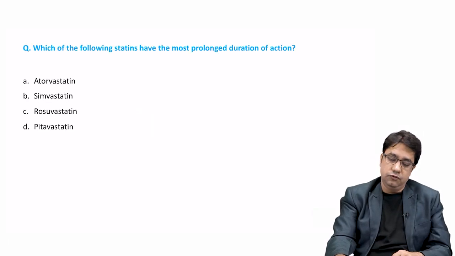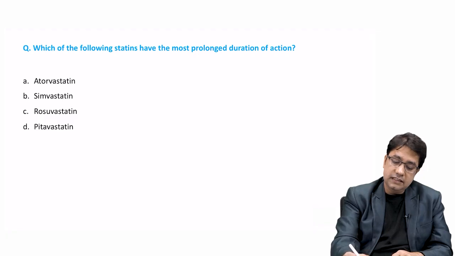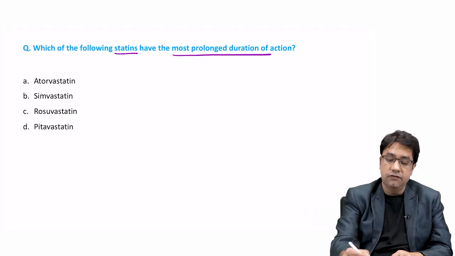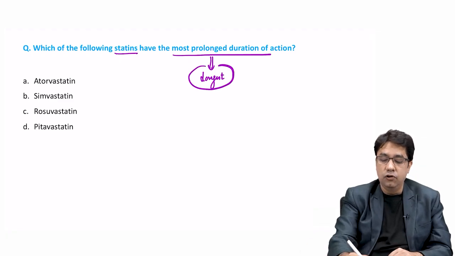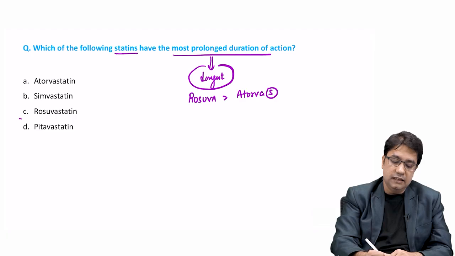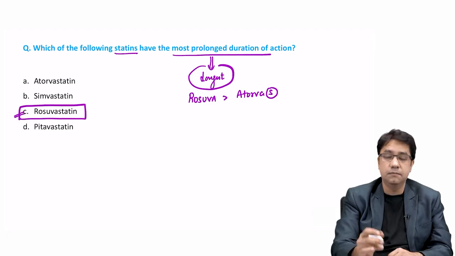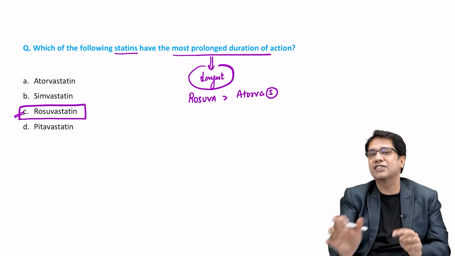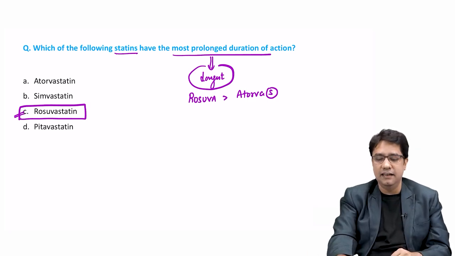Now let's talk about certain MCQs. Which of the following statins has the most prolonged duration of action? In other words, which of the following is the longest acting statin? I have told you the longest acting statin is Rosuva, followed by Atorva. So you will go with the answer Rosuvastatin. It has become the most commonly prescribed statin at today's time.